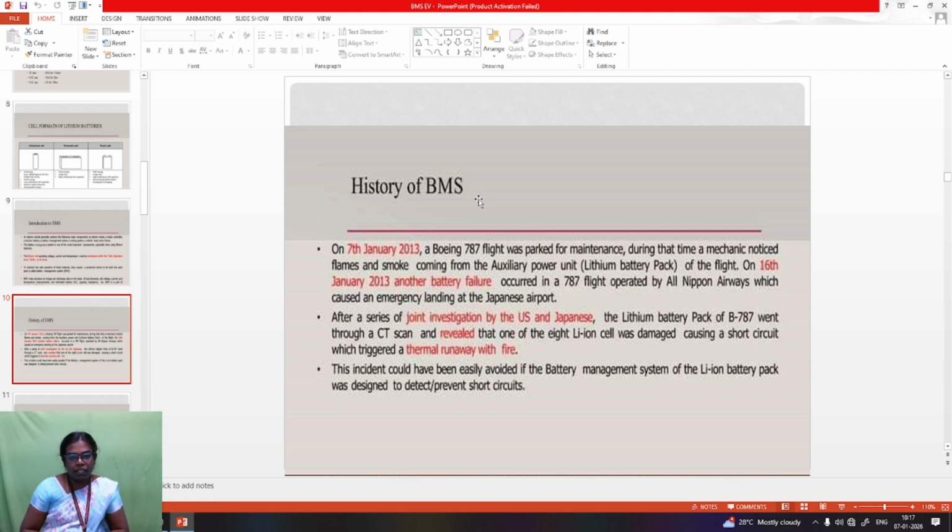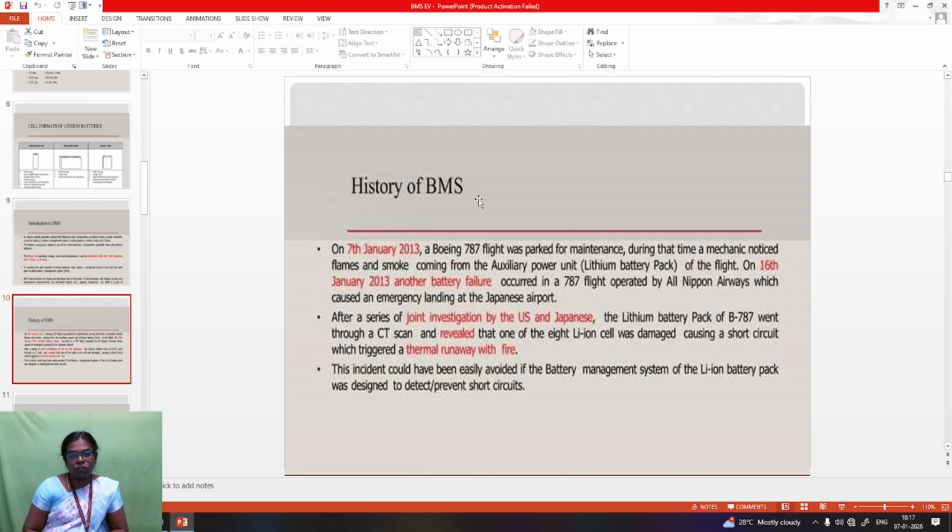That's history. On 7th January 2013, a Boeing 787 flight was parked for maintenance. During that time, a mechanic noticed flame and smoke coming from the auxiliary power unit. The auxiliary power unit means they use the lithium battery pack of the flight. On 16th January, another battery failure occurred on a 787 flight operated by All Nippon Airways, which caused an emergency landing at a Japanese airport. So the battery had failed.